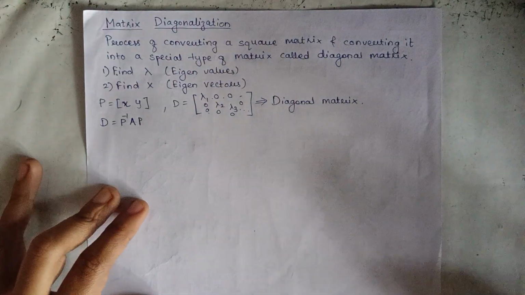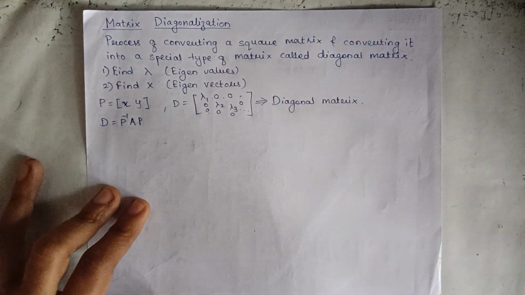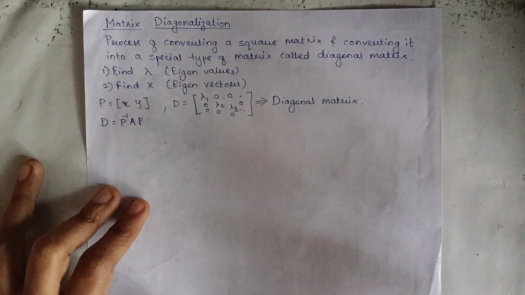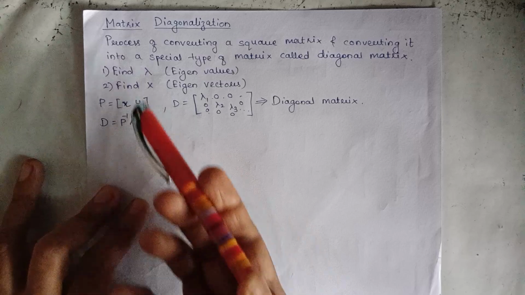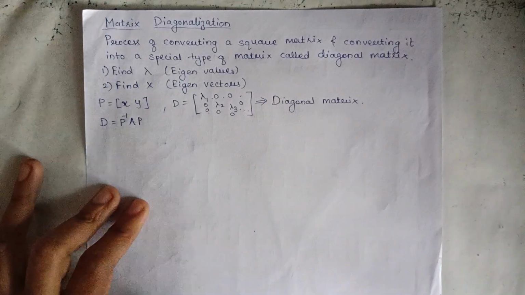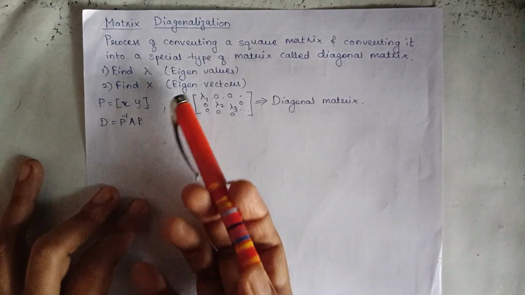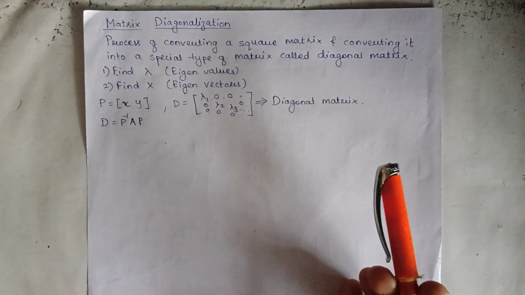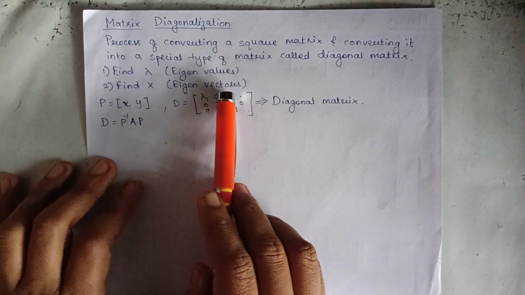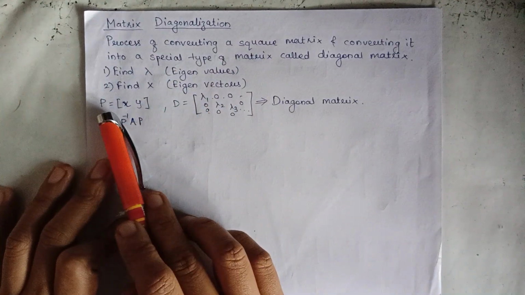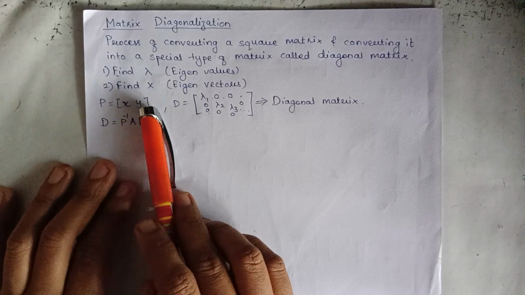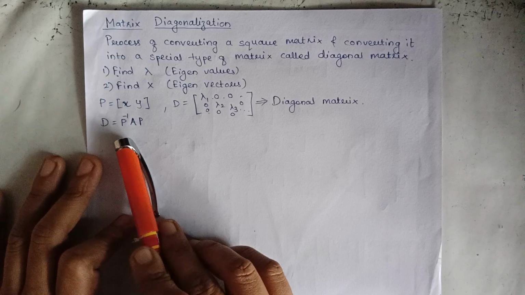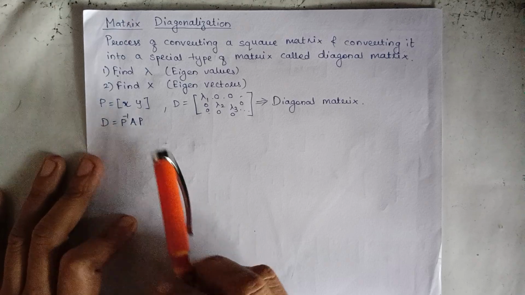That is, first you have to take the equation determinant of A minus lambda I equal to 0. From that you will get the values of lambda, that is the eigenvalues, and then you have to find the eigenvectors corresponding to those eigenvalues. Those eigenvectors will give you the matrix P, which we will be using to find the diagonal matrix D. You have to find P inverse also.